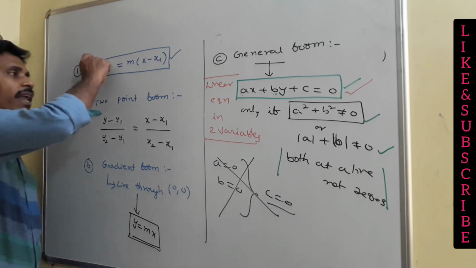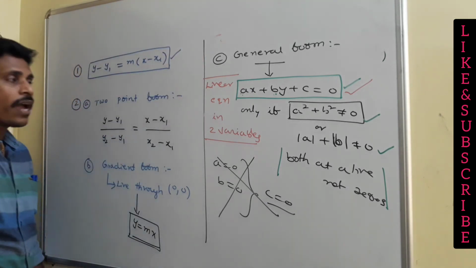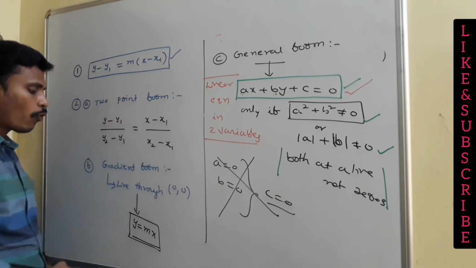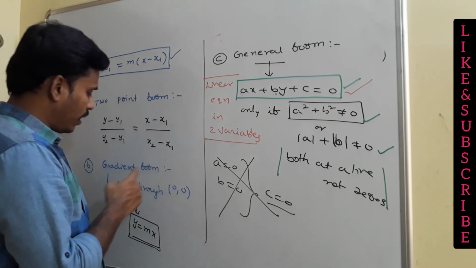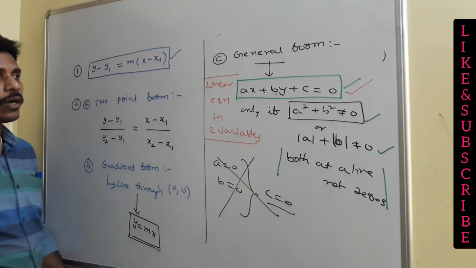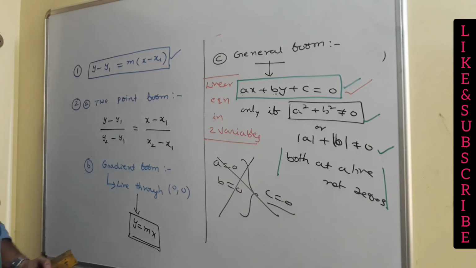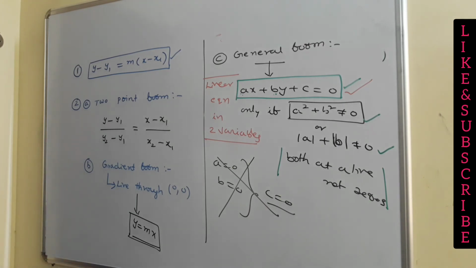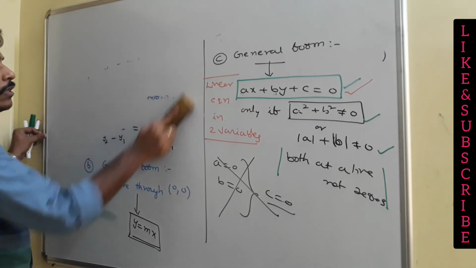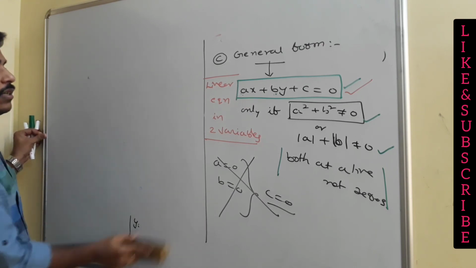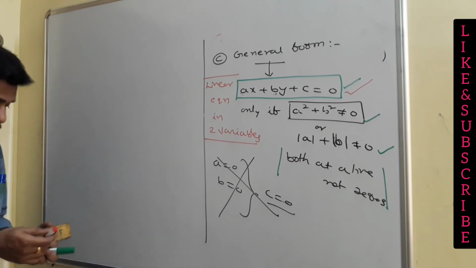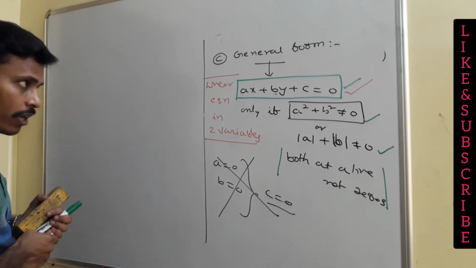In the last class we learnt about the slope point form, and in today's class, under the second point, you learnt about the 2-point form as well as the gradient form, and the third thing is the general form of the line. Once again look at this. I am going to give you some more things here. ax plus by plus c is equals to 0 is the general form of a line, provided that both a and b at a time not equals to 0.